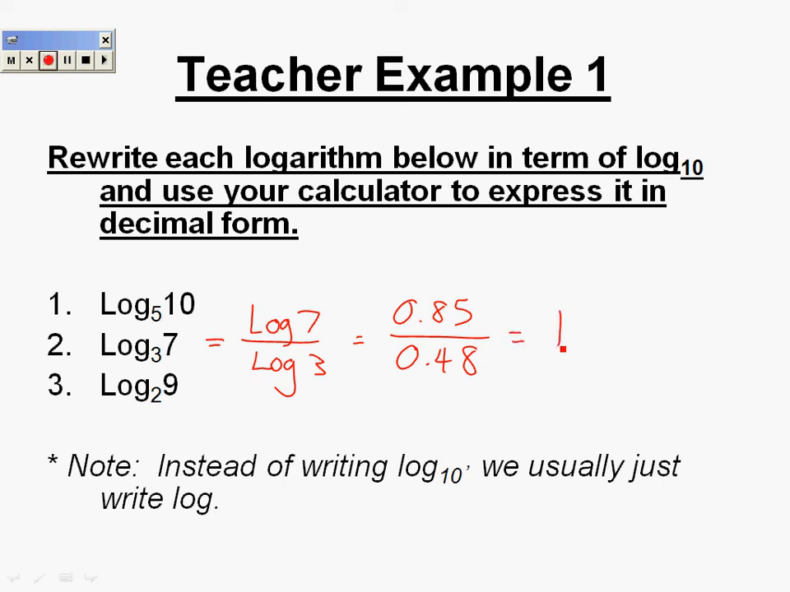There you go. Now, real quick though, can somebody interpret that answer for me? What did I just find? You just found the power that 3 has to be raised to equal 7. There you go. If you raise 3 to the power of 1.77, you should get 7. So I'm finding an exponent is what I'm finding. All right, go ahead and write down number 3, please.